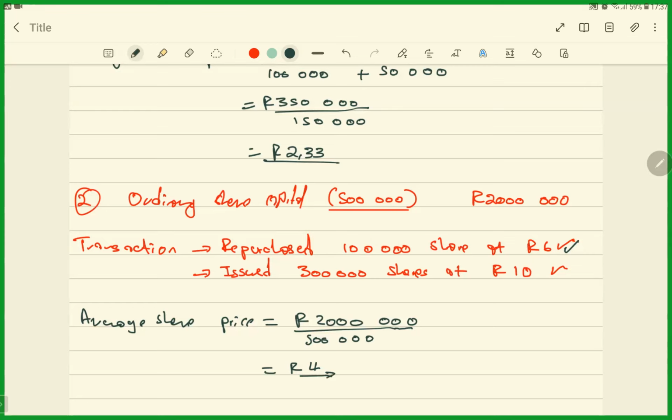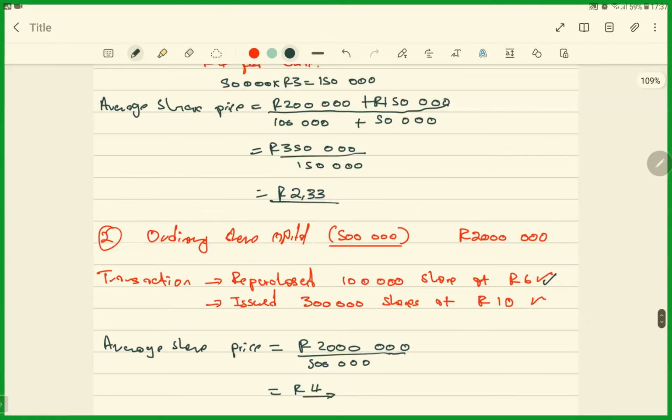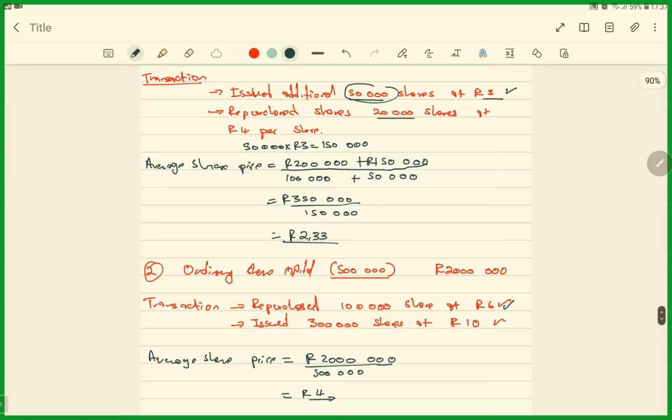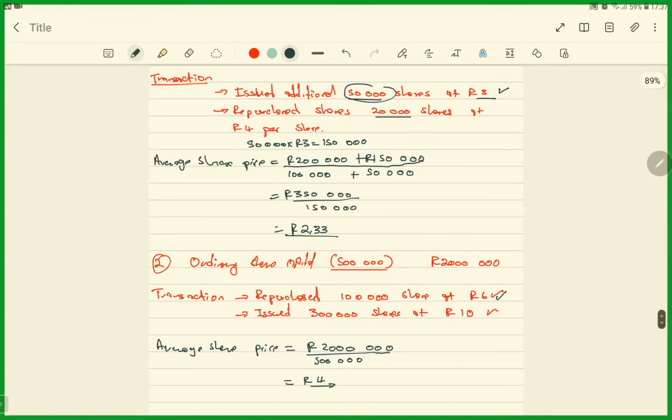So using this scenario, I want to show you how we calculate the average share price in this instance. First, we have shares in issue at the beginning of the year. Then we issue additional shares during the year. Then after that, we repurchase the shares. As long as you follow the formula, you only consider all issued shares before the repurchase.